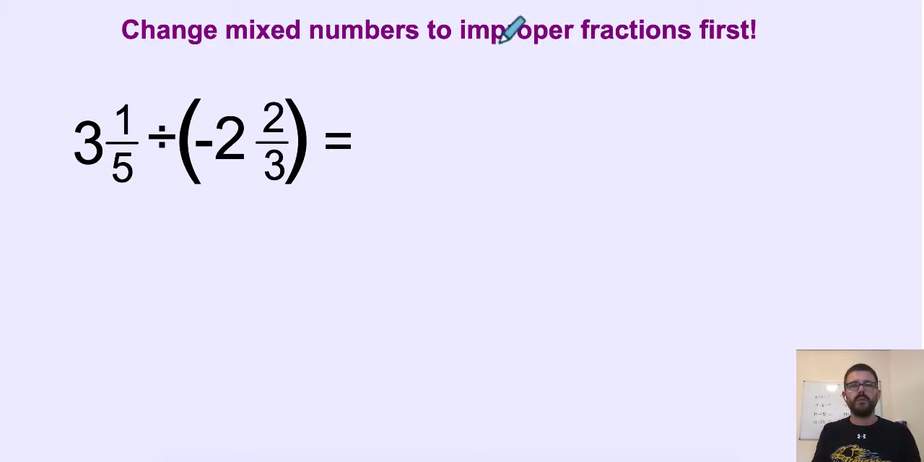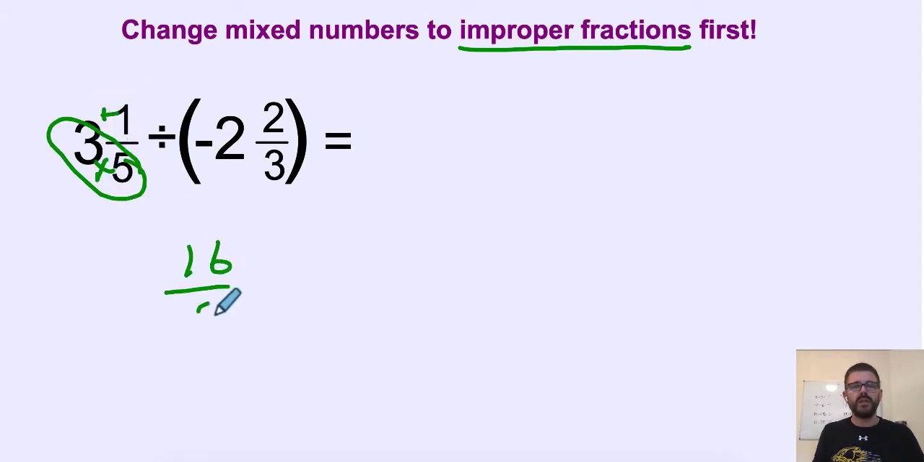For mixed numbers, same thing as when we were multiplying. Make sure to change them into improper fractions first. So don't flip anything, don't change anything until after we've done that. So 3 times 5 is 15, plus 1 is 16/5. 2 times 3 is 6, plus 2 is 8/3.